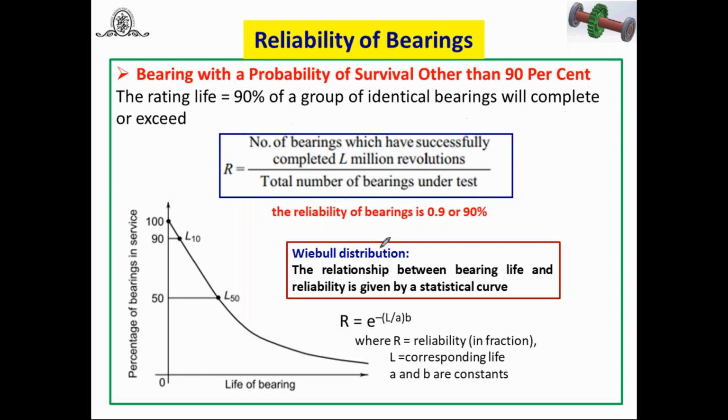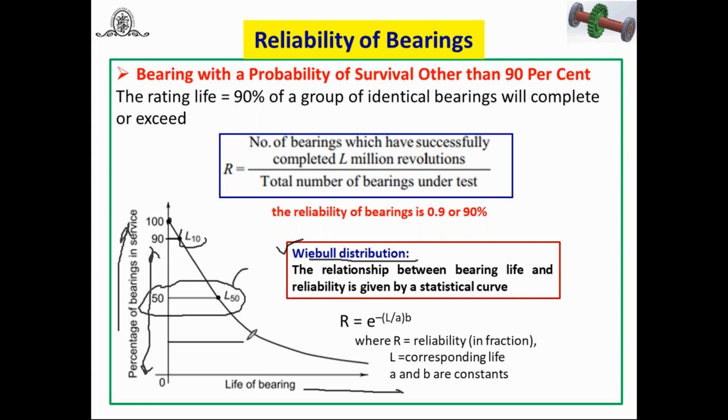For that purpose, we have to use the Weibull distribution curve. Here, towards this side is bearing life, and this is the percentage of bearings in service. Here this is 100 bearings. L10 life means 90% of the bearings can sustain or exceed this without fatigue failure. I have written L50: 50% of the bearings can sustain, that's why life L50. In this way you can write. L40 means 60% of the bearings.